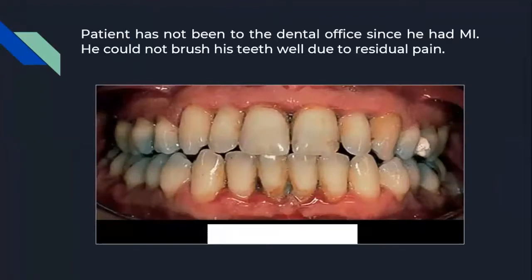Here is his intraoral image showing the condition of his gingiva. The patient has not been to the dental office since he had the myocardial infarction. He could not brush his teeth well due to the residual pain. From this image you can see that the patient has inflammation of the gingiva and generalized calculus.